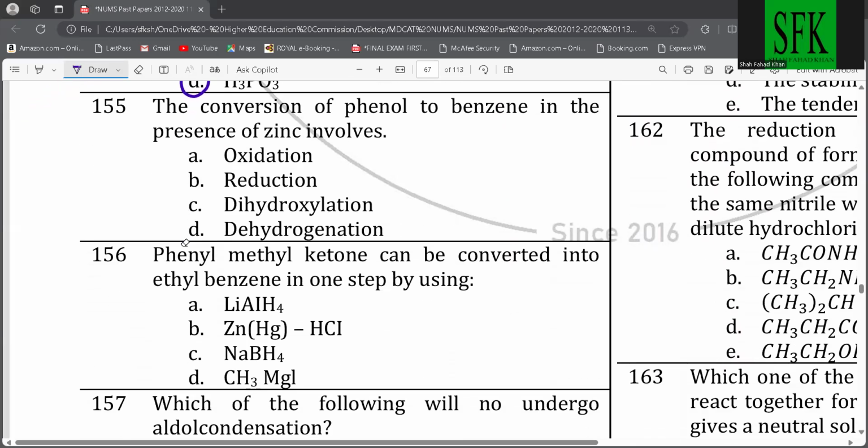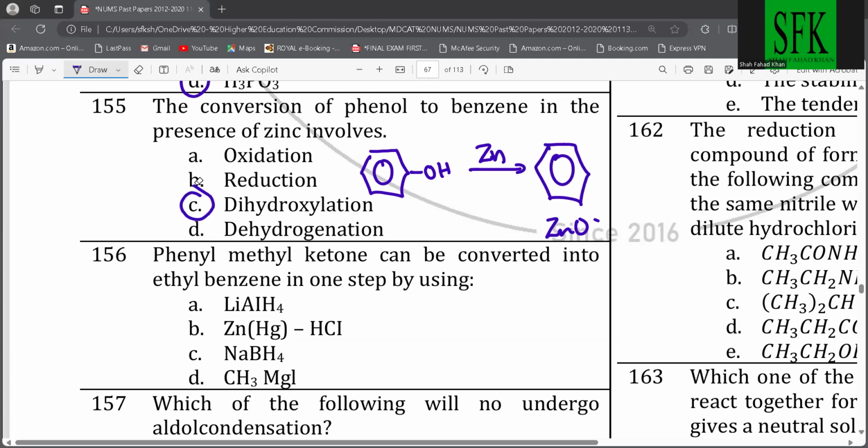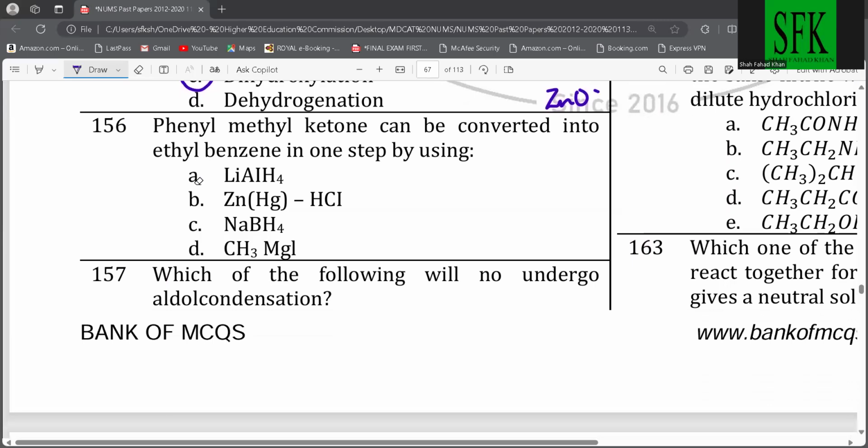Conversion of phenol to benzene in presence of zinc involves, ये जिंक है, डिहाइड्रेशन है ये बेसिकली, जिंक इसके OH को निकाल देता है, बेंजीन बना लेते हैं, खुद जिंक ऑक्साइड बन जाता है, तो ठीक है, दिस इज डिहाइड्रेशन या डिहाइड्रोक्सिलेशन भी कह सकते हैं.